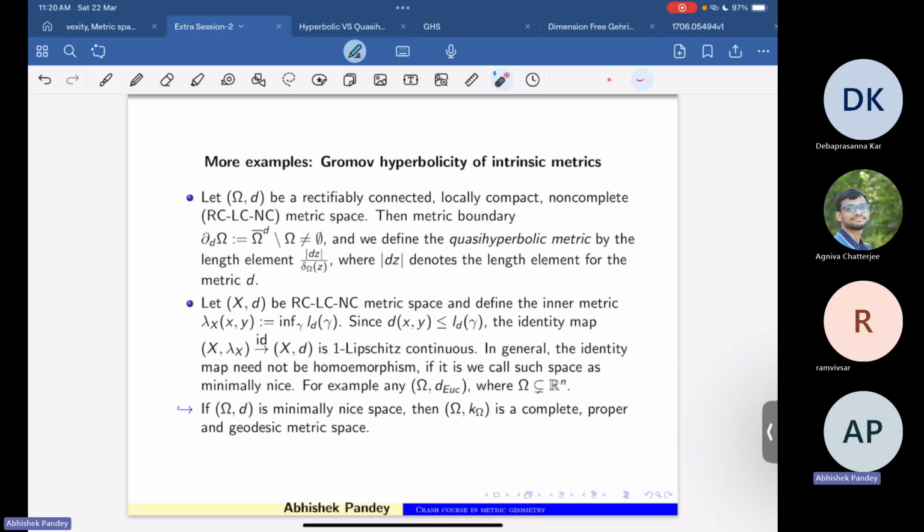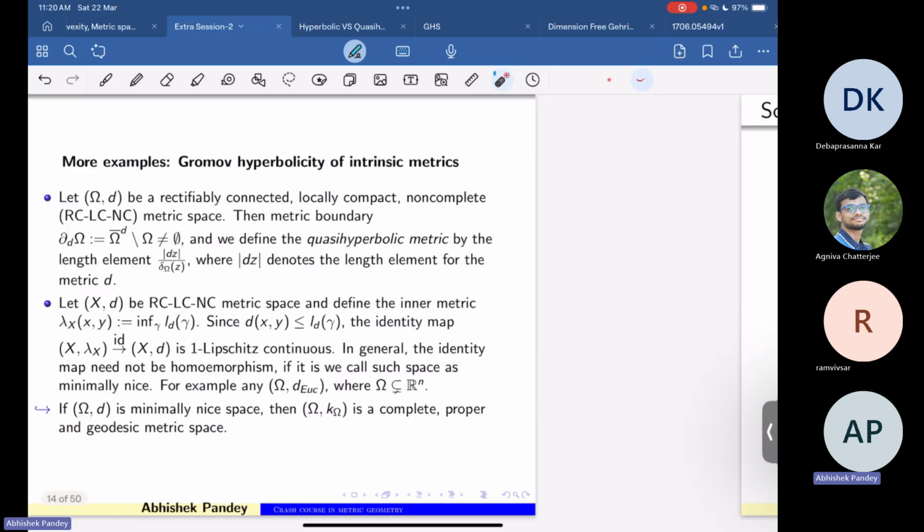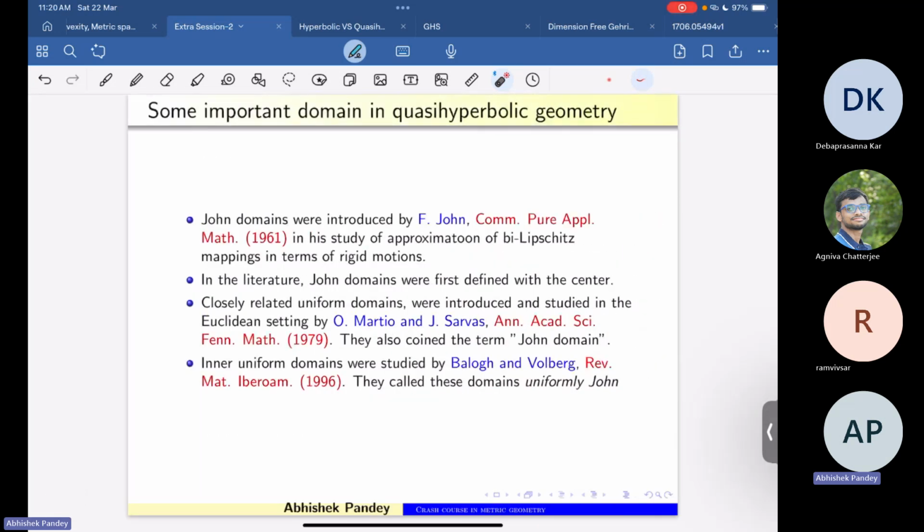space. Okay, so for some more examples, we need some notions of domains in R^n which are compatible with the quasi-hyperbolic geometry. So I will mention those things. Here we are going to discuss John domains, inner uniform domains, and uniform domains. The definitions will be kind of similar, like, if you know one definition, you can just see the other definition also. So we'll see that one.